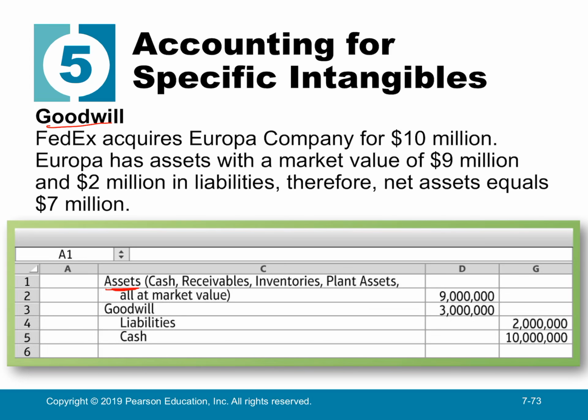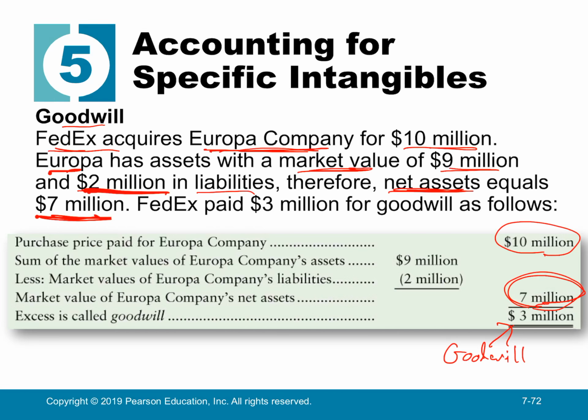Well, you're going to take all the assets at market value. This is key: at market value. So not at historical cost, but at market value. You're going to debit, that's the $9 million. You're going to take all the liabilities at market value. You're going to credit for $2 million. Okay. You're going to pay cash of $10 million. So what's the difference? The difference is the goodwill that gets created. So take a moment, take a look at this one and this previous slide and work through this to let it sink in.